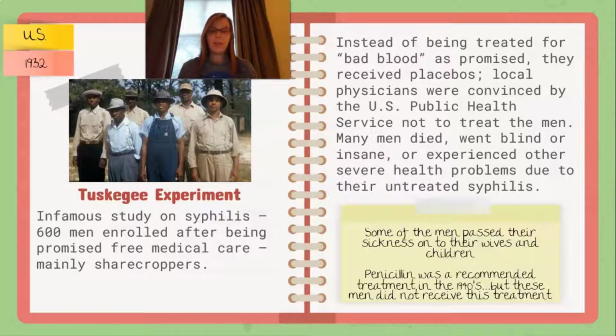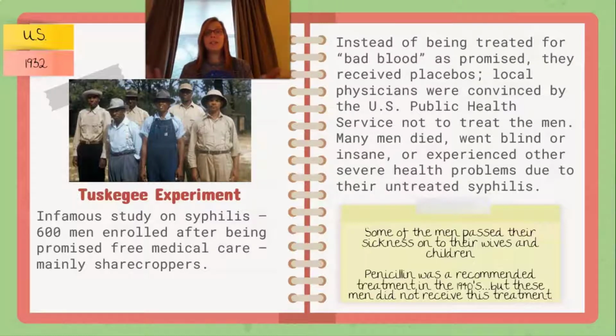Many of the men died from the syphilis, many went blind, some went insane, and others experienced really severe health problems for the rest of their lives. And as if that wasn't bad enough, some of the men passed their sickness on to their wives and their children. On top of this, penicillin became a recommended treatment in the United States for syphilis in the 1940s, but these men were not given that treatment.